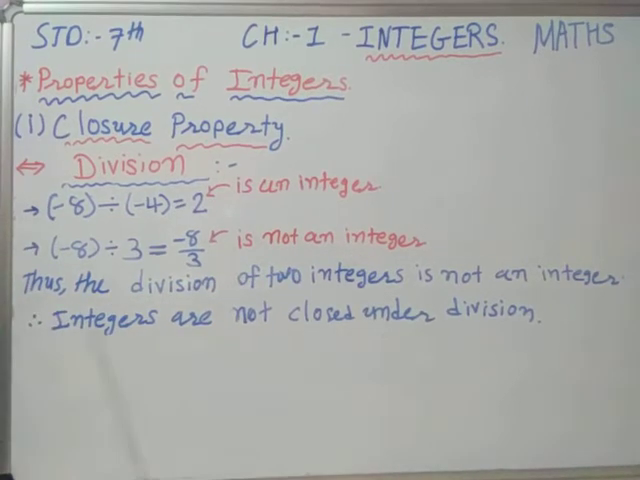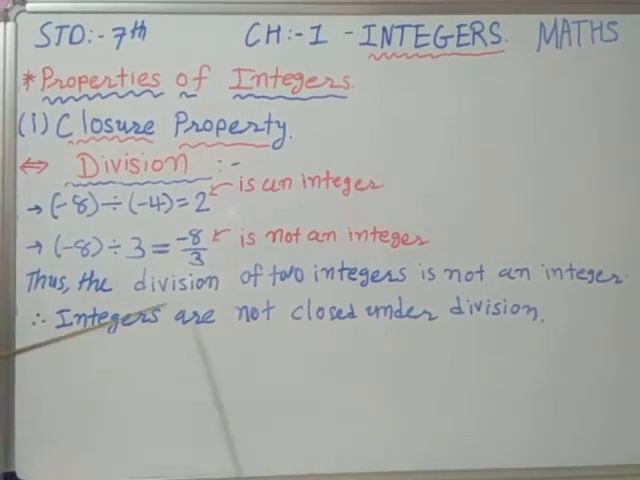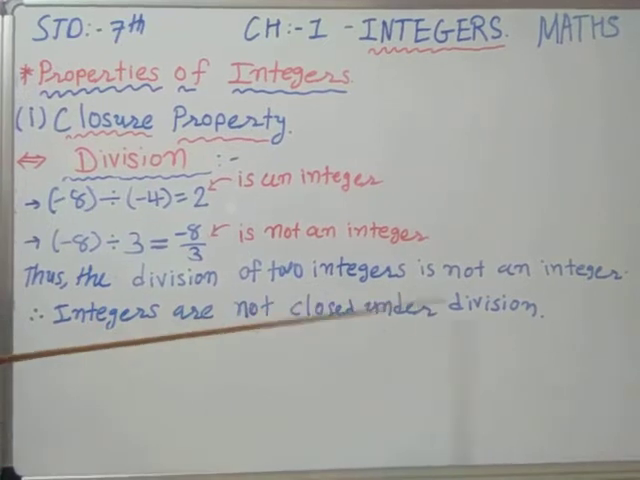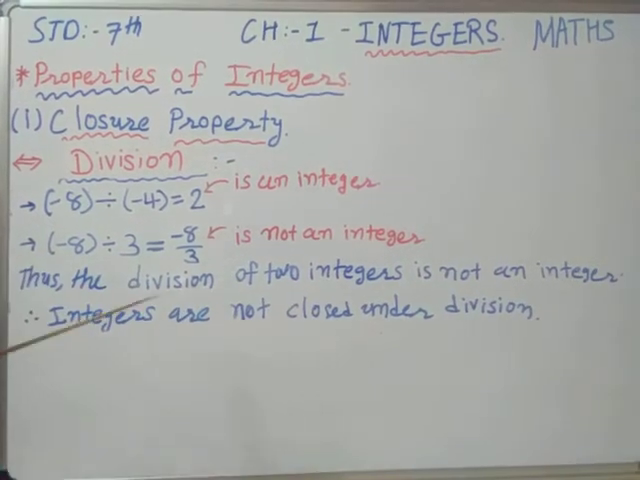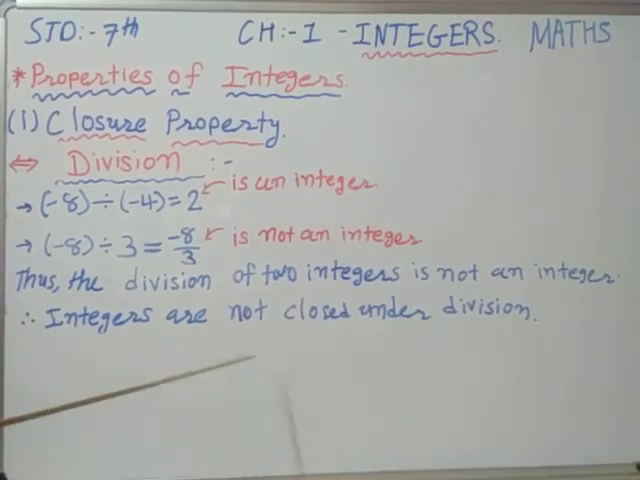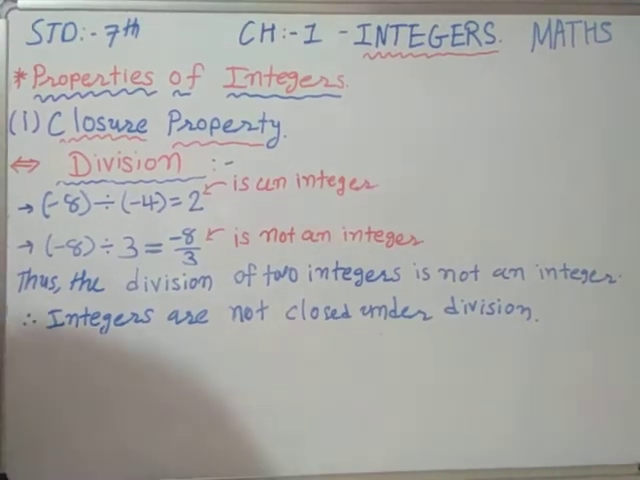So, from the above two examples, we can say that the division of two integers is not always an integer. Therefore, integers are not closed under division.